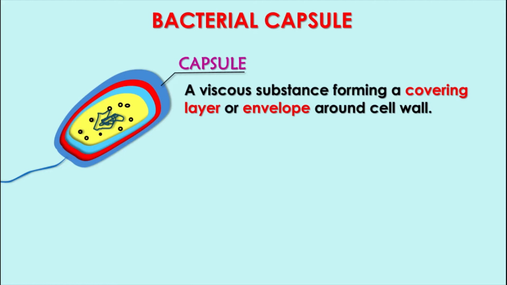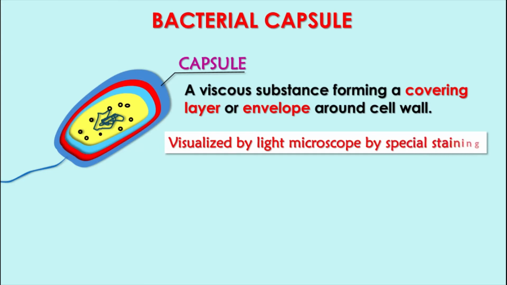It is not present in every bacterium; some bacteria have this structure and some do not. So not every bacterial cell is capsulated. But if it has a definite margin, then it is referred to as the capsule. This capsule can be visualized under the light microscope by a special staining technique. You have to use a special stain to visualize it.